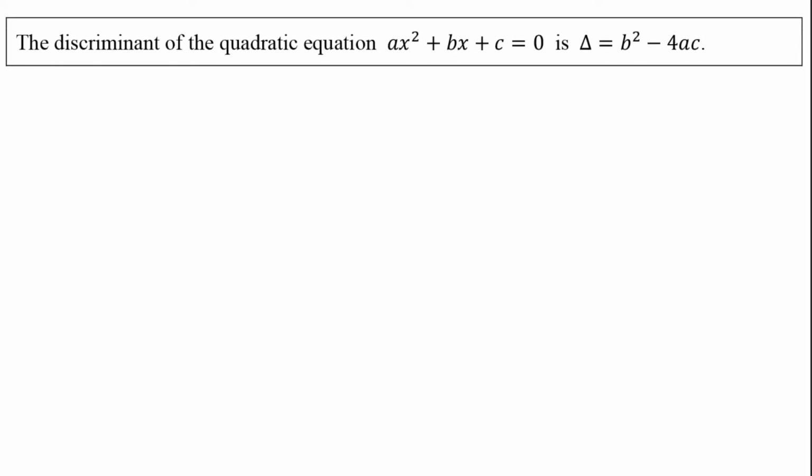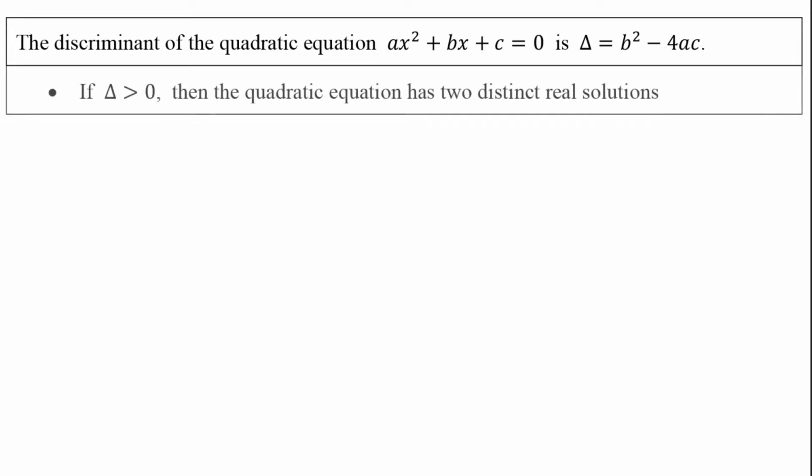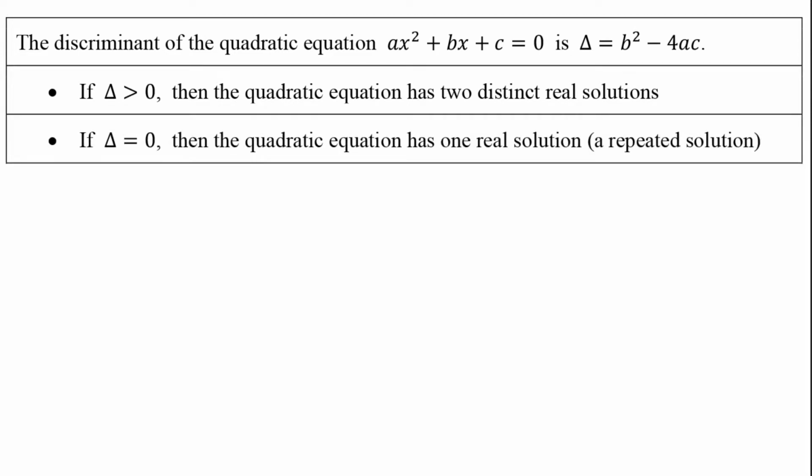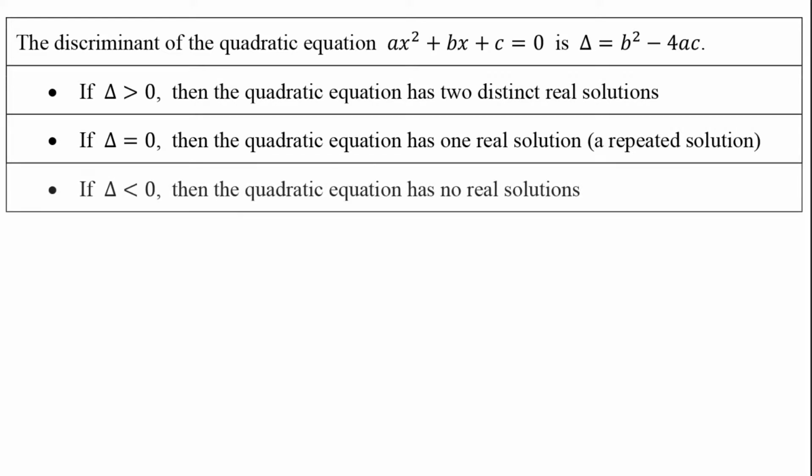So the discriminant of the quadratic equation ax squared plus bx plus c equals 0 is given this symbol, capital delta, and it's defined to be b squared subtract 4ac. If the discriminant is greater than 0, then the quadratic equation has two distinct real solutions. If the discriminant is 0, then the quadratic equation has one real solution. Sometimes we call that a repeated solution. If the discriminant is less than 0, then the quadratic equation has no real solutions.